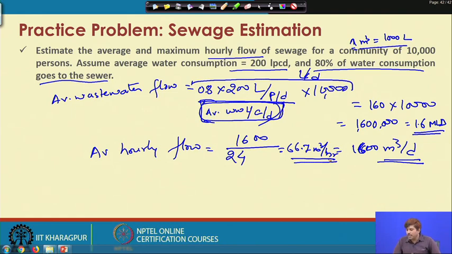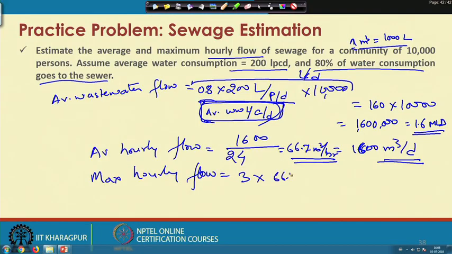And then if you want to determine the maximum hourly flow, we need to apply a peaking factor. As we discussed, generally the peaking factor for a maximum day in a year is taken as twice of an average day, and when we go into the hourly, we take a further 1.5 of the average hourly flow on a maximum day. So, for hourly, 1.5 into 2, 3 becomes the peaking factor. You can refer to the previous class on that. So, our peaking factor is 3. We multiply 66.7 with 3 and then we get 200 meter cube per hour as the maximum hourly flow.